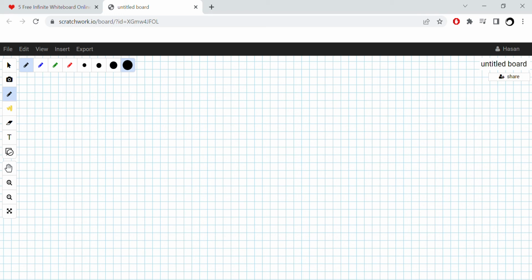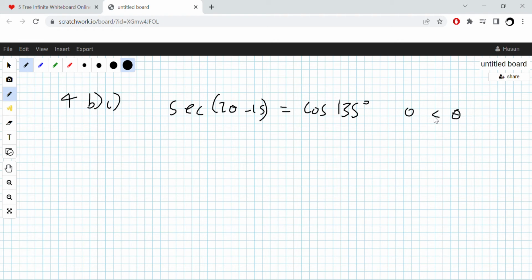For question 4bi, we have the equation sec(2θ − 15) equals cosec 135 degrees in the interval of 0 to 360. Since on our calculator we only have sine, cos, tan, this sec or cosec isn't going to really help us because we can't calculate using these. So we need to change them into sine, cos, or tan.